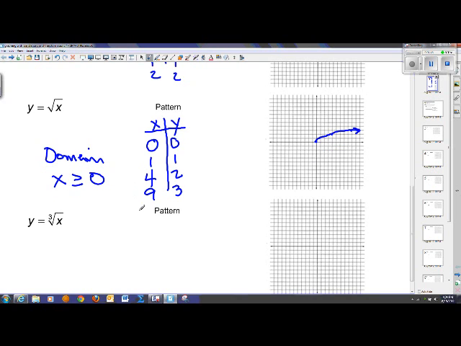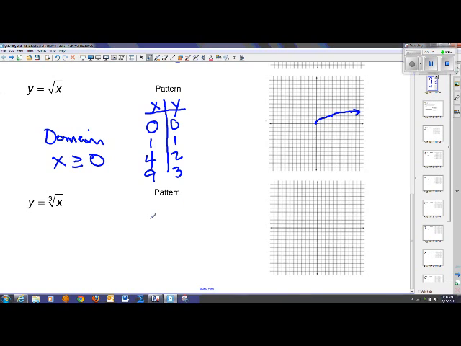Now, for the cube root of x, which is another one that you're going to have to know how to graph, be responsible for, I want to pick perfect cubes. So what multiplied by itself 3 times gets me an integer out? Well, 8 will do that. I get 2 out. 1, 1, 0, 0, negative 1, negative 1, and negative 8, and negative 2. So here's 1, 1.